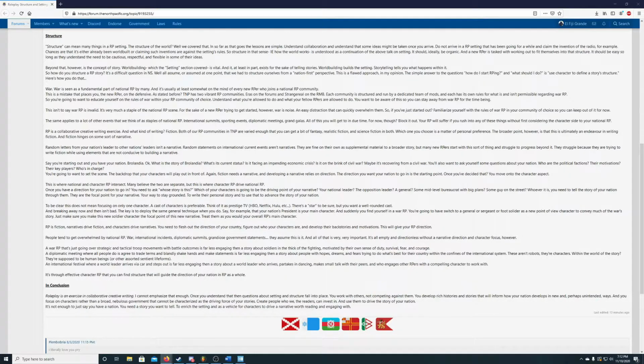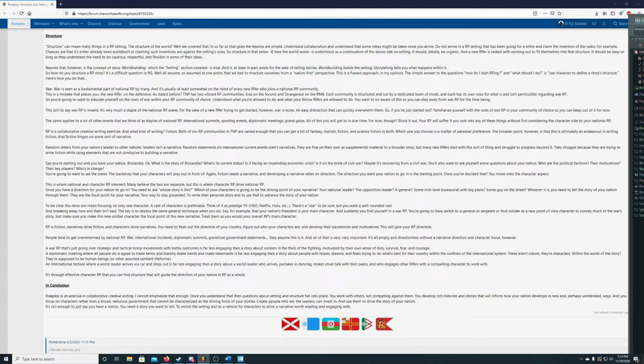Do not arrive in an RP setting that has been going for a while and claim the invention of the radio, for example. Chances are that's either already been world built, or claiming such inventions are against the setting's rules. So structure in that sense, i.e. how the world works, is understood as a continuation of the above talk on setting. It should ideally be organic, and a new RPer is tasked with working out how to fit themselves into that structure. It should be easy, so long as they understand the need to be cautious, respectful, and flexible in some of their ideas.